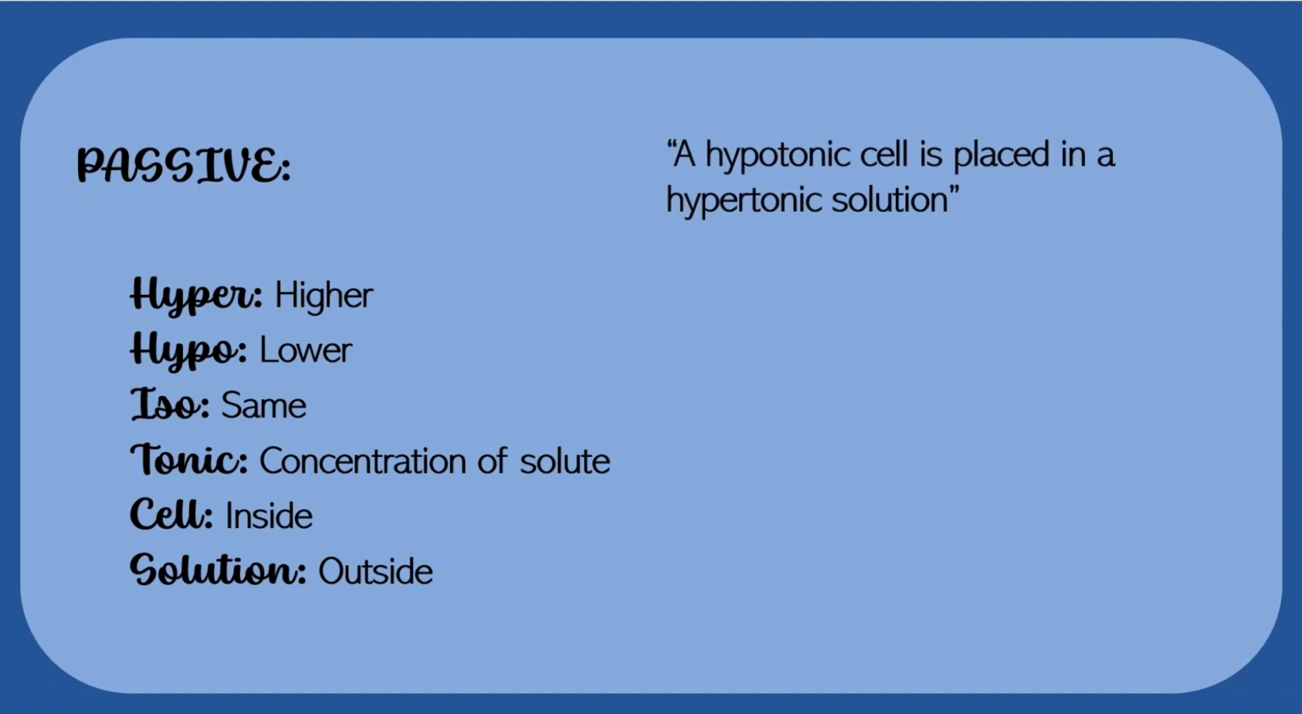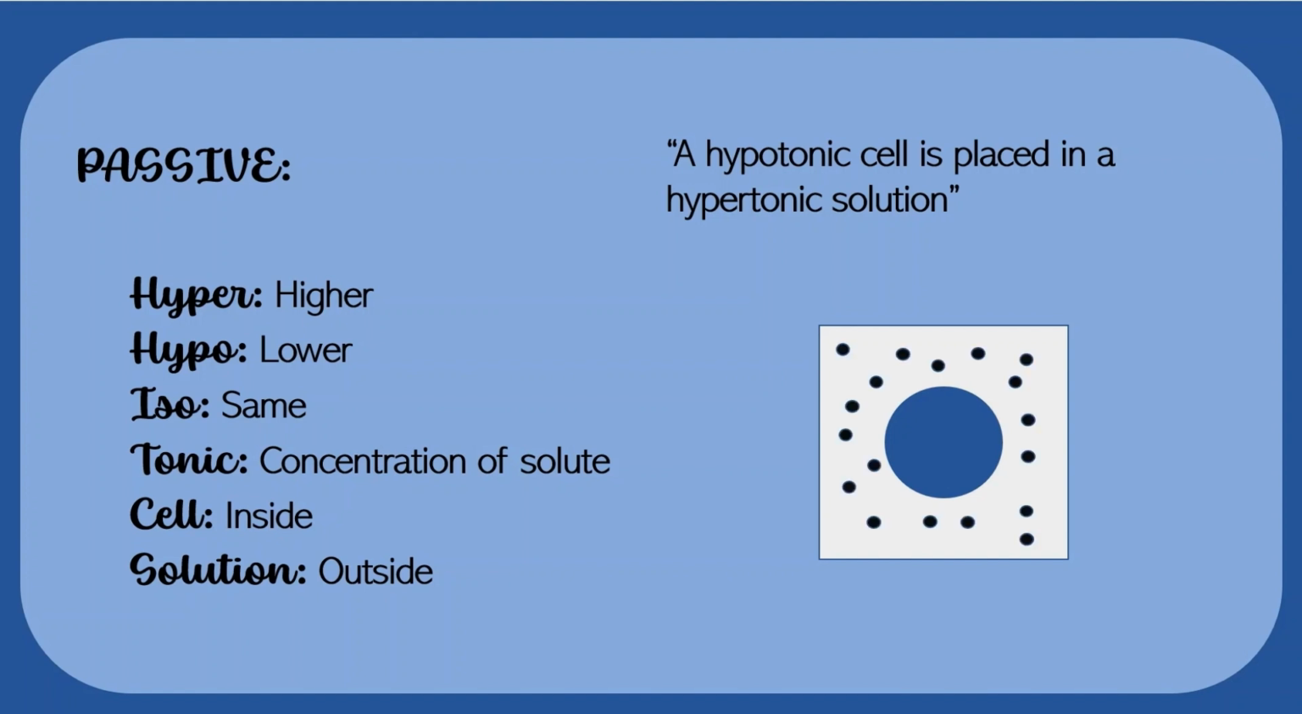So for example, a hypotonic cell is placed in a hypertonic solution. This white box represents the solution, and the cell on the inside is that circle. Since the solution is hypertonic, it means there's a higher concentration of solute, and the solution is outside, meaning in the white box. That's why there's so much of the solute there. On the inside, there's a lower concentration of solute, since it's a hypotonic cell.